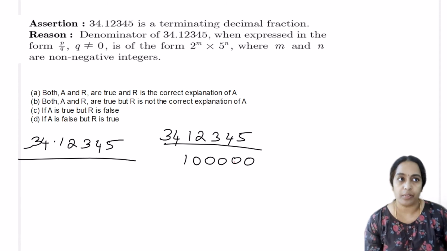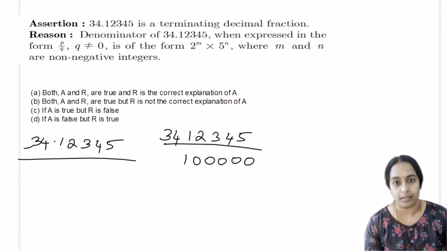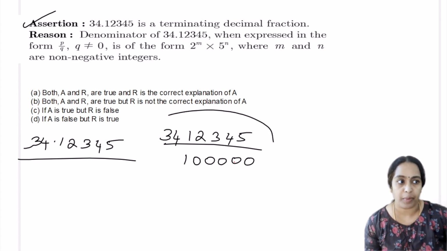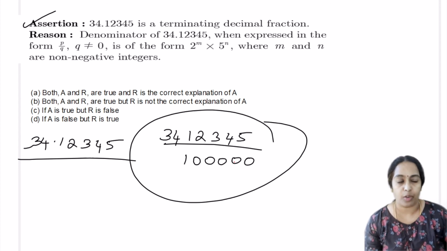So 34.12345 is a terminating decimal expansion. So that's a correct statement. Reason: denominator of 34.12345 when expressed in the form of p by q is of the form 2 power m into 5 power n, where m and n are non-negative integers. Yes, it has the factors of 2 power m into 5 power n. So reason statement is also correct, and reason is the correct explanation for the assertion statement. So option A will be the correct answer.